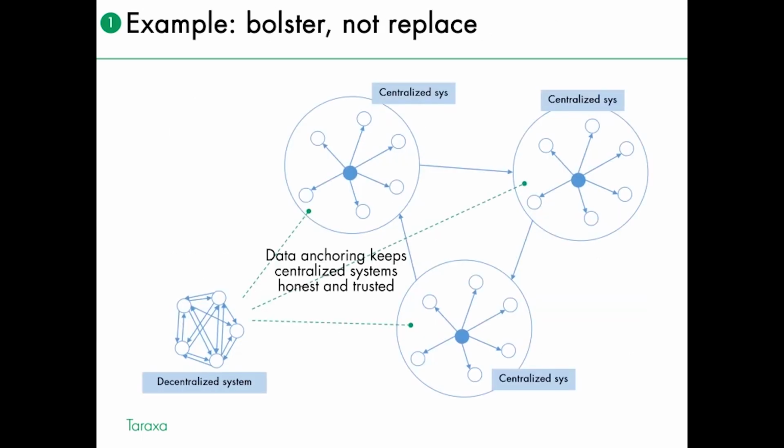So what's the implication? An example implication is that you really want to use decentralized systems like blockchain to bolster centralized systems, not to replace them. Centralized systems are very mature, they're very efficient, they have very clear legal responsibility, but they do have this one critical flaw, which is that they can cheat. They can cheat without you knowing or anyone else knowing.